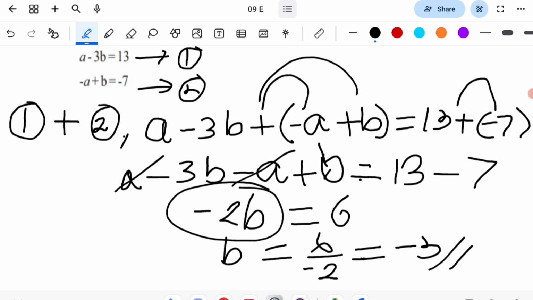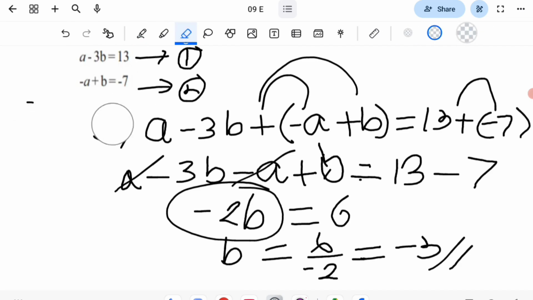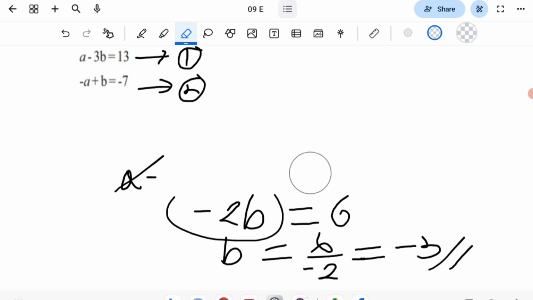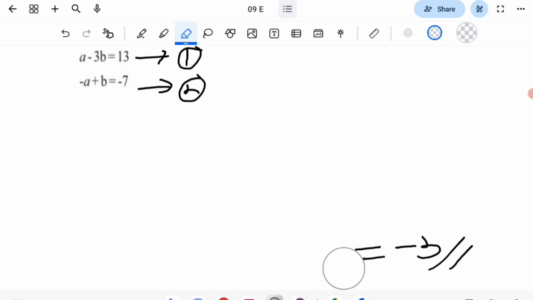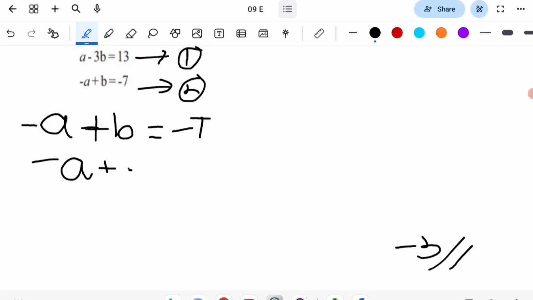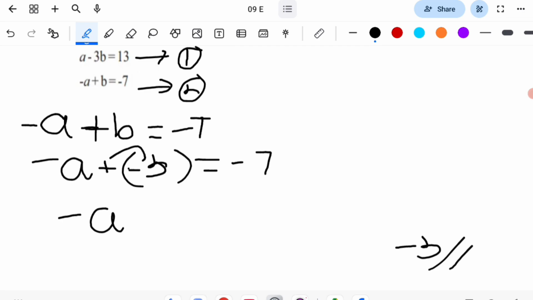Now we can substitute this b value into the first equation or second equation. You can select any equation. I will use the second equation and substitute b equals minus 3. Then I will write the second equation again: minus a plus b equals minus 7. Minus a plus, we have to substitute the b value as minus 3. Then minus a plus into minus is minus 3 equals minus 7.